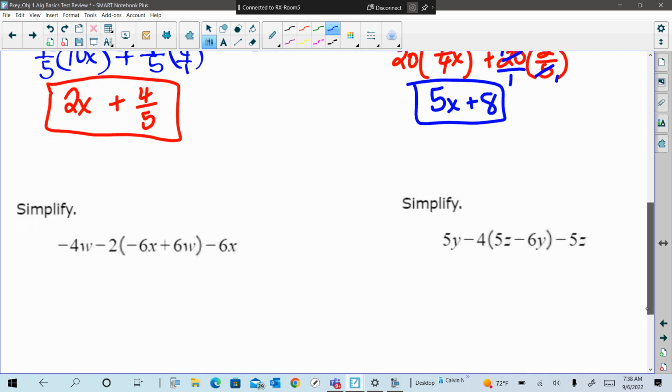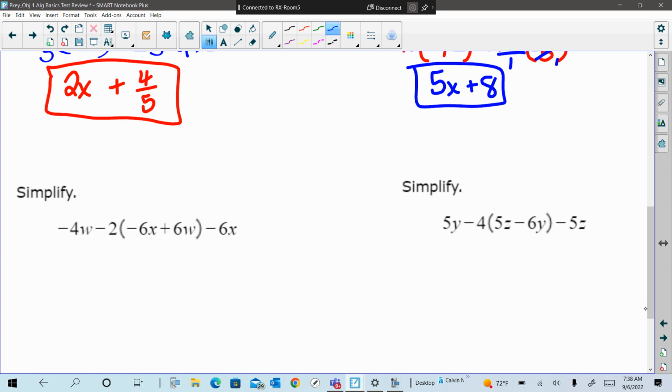If you have more than one term or variable, do the distributing first. Now, notice there's a minus sign here. So think of this as a negative 2 times a negative 6x. So you keep the minus 4w. This now becomes plus 12x. And then a negative 2 times a positive 6w. That's still going to make it a negative 12w. And then minus 6x.